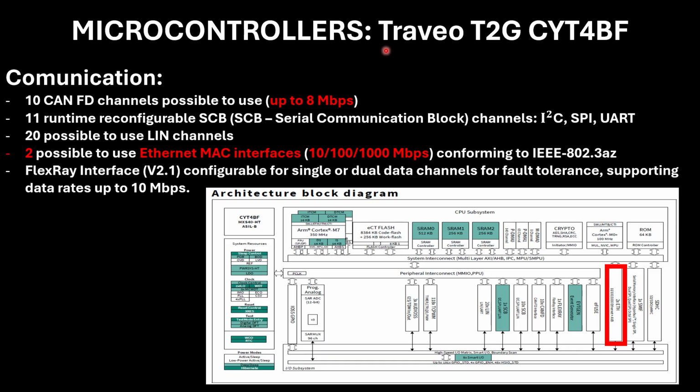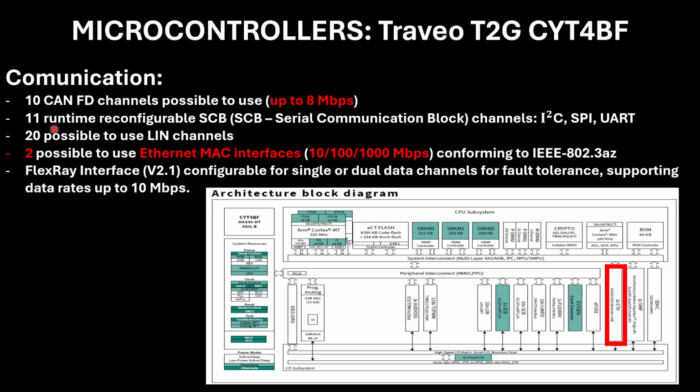For this video specifically, we will talk about the Infineon Traveo T2G series. The first chapter that we will discuss in this series will be communication. First of all, this microcontroller has 10 CAN-FD channels, which can be used with speeds of up to 8 megabits per second for every channel.